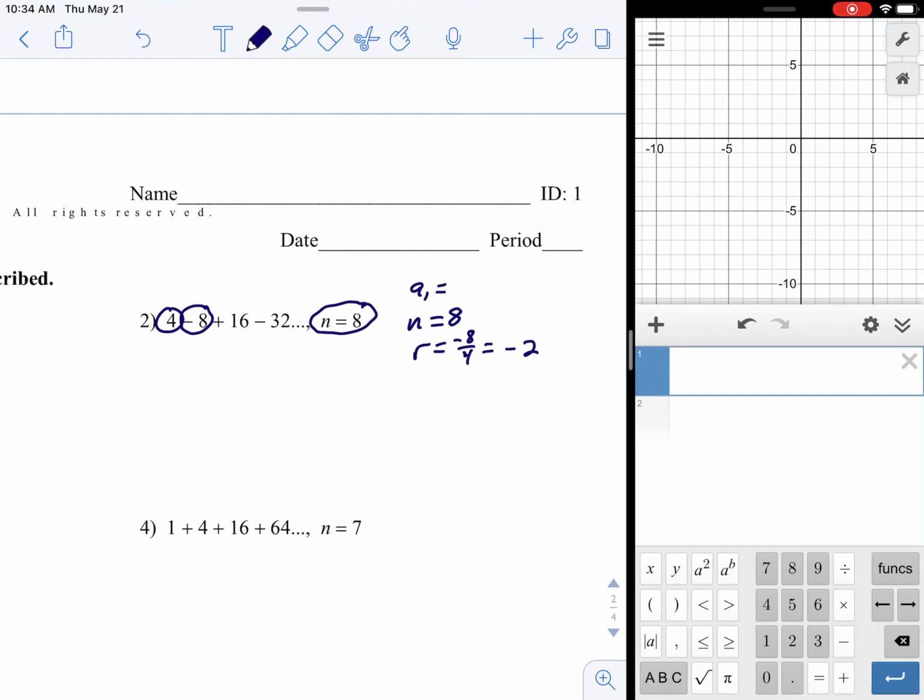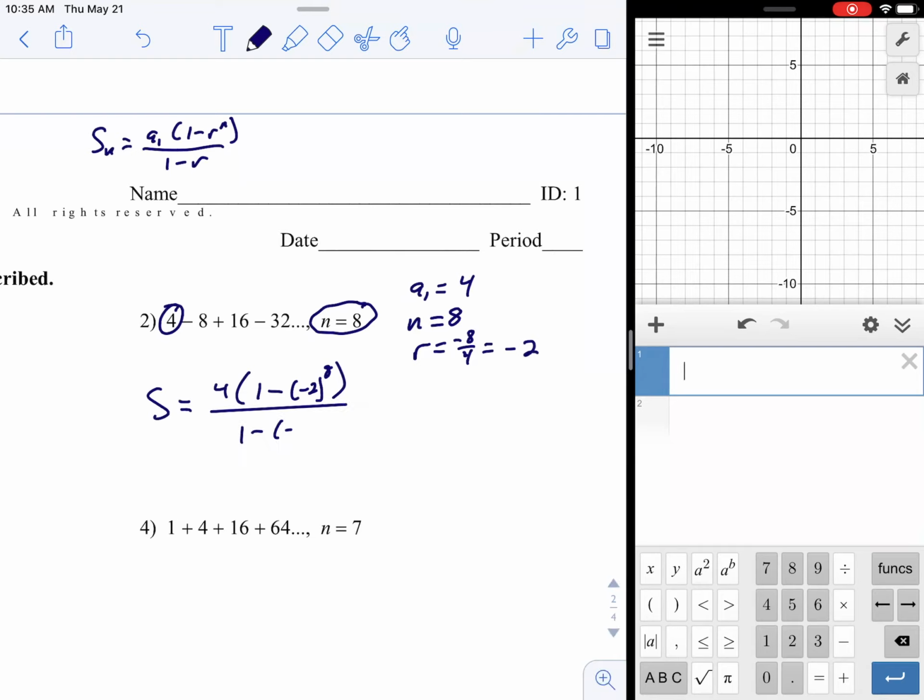N, as we see here, is 8. And A1, rather, is the first term right there. It's 4. So I need to plug those numbers into this formula. Let me write it down one more time. So there we go. So our sum is going to equal 4 times 1 minus -2, remember, put negatives in parentheses, to the 8th power, over 1 minus -2.